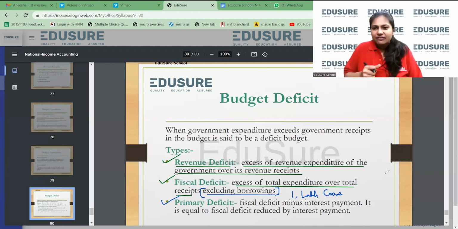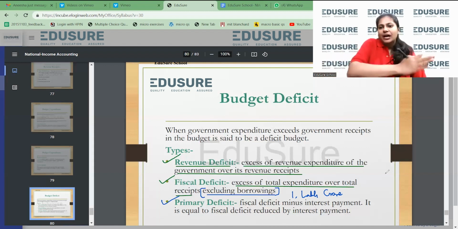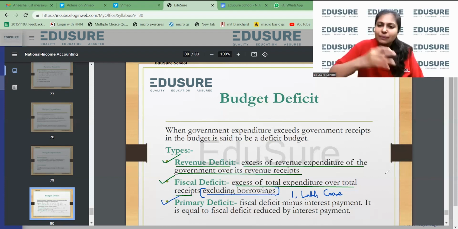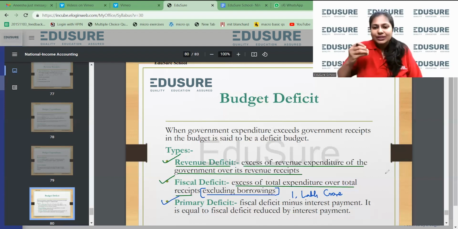What is the primary deficit? Out of this fiscal deficit, I will subtract the interest payments. Why interest payments? Because sometimes governments borrow money just to pay the interest on the past loans. So why am I borrowing money? I am borrowing money to pay interest on the past loans. That means my entire deficit is only because I had taken so many loans in the past.